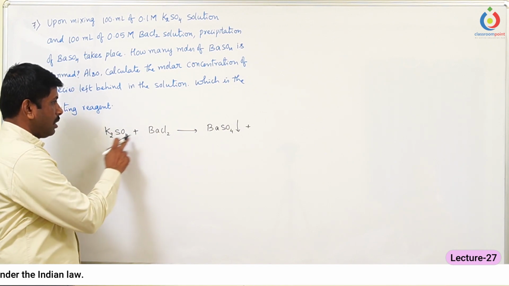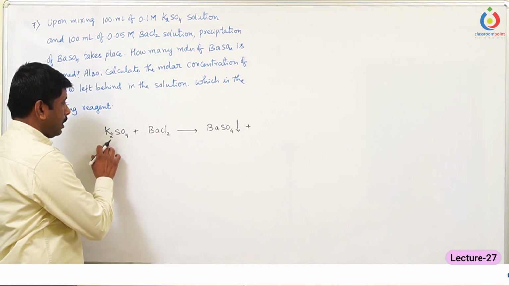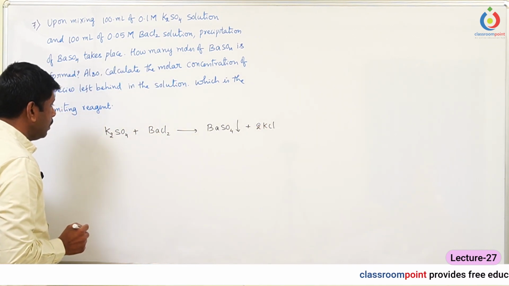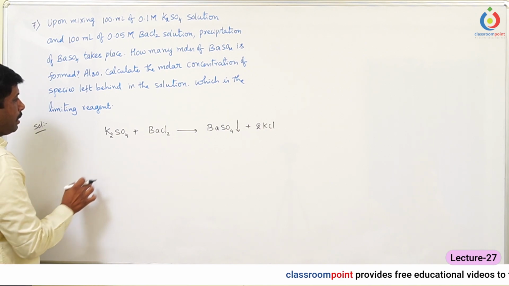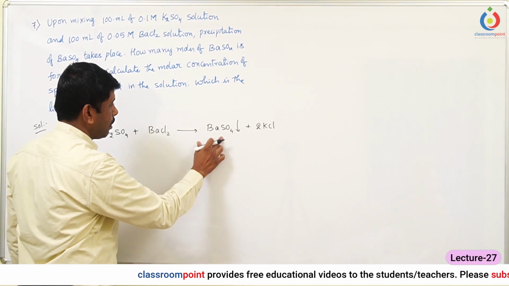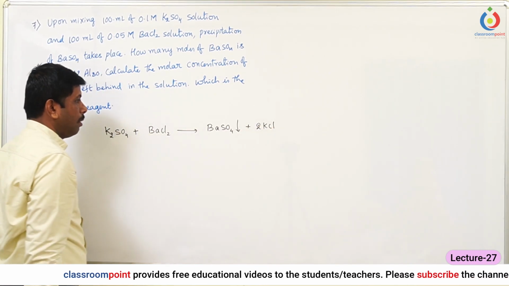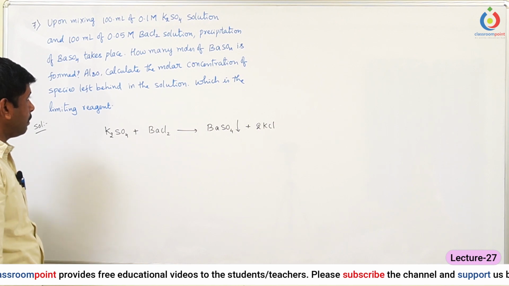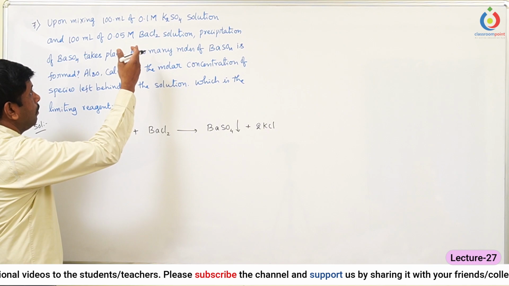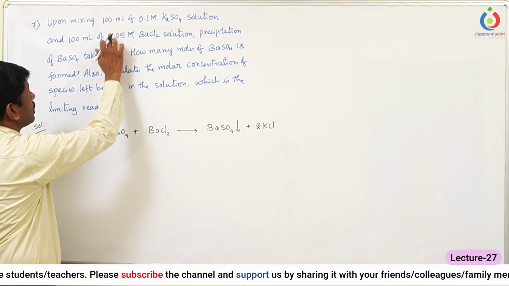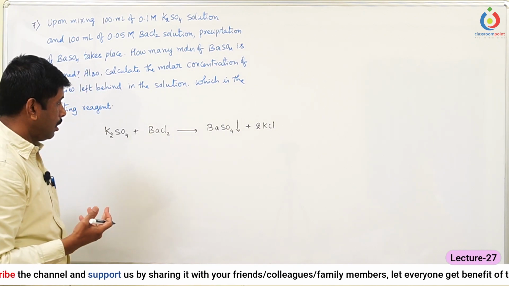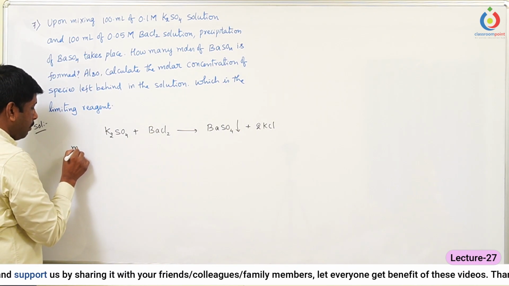Let us do that. First of all, let us balance this equation. It is 2 chlorine, so 2 KCl, potassium chloride. From this equation, the given information is 1 mole of potassium sulfate reacts with 1 mole of barium chloride, giving 1 mole of barium sulfate and 2 moles of potassium chloride. That is the balanced equation information. Let us take how many millimoles of potassium sulfate. See here, milliliters are given, so I am going to calculate in terms of millimoles.